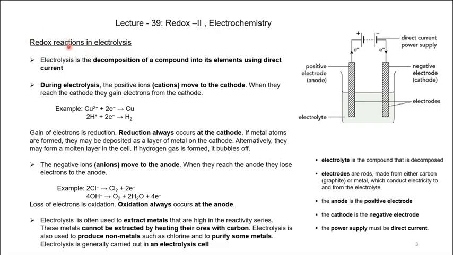Now we go to the next slide and see where else we are applying this. We are applying redox reactions in electrolysis. What is electrolysis? In electrolysis, we decompose a compound into its elements using direct current, and that is what we call electrolysis.